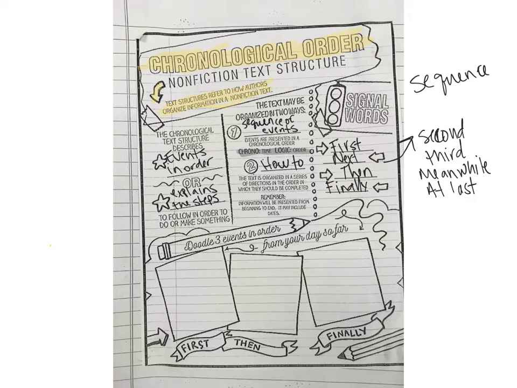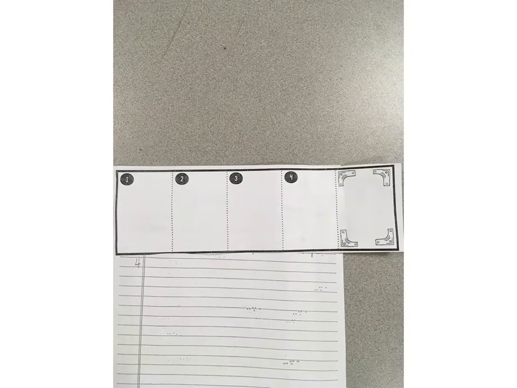Now, I want you guys to pause this and doodle 3 events in order from your day so far. So what have you done so far today? Let me know. Doodle me a picture. Maybe you woke up, brushed your teeth, got on the school bus, and have come to class. So go ahead and pause it. Complete your doodles. 1, 2, and 3. Unpause it and let's move on to the next page.